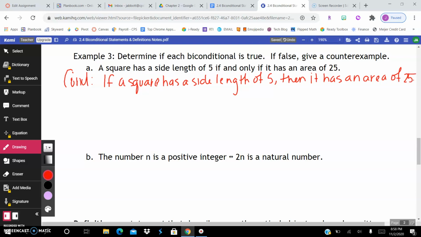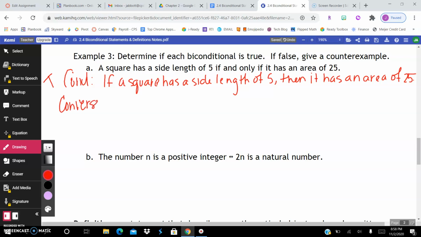So let's see if that's true. If a square has a side length of 5, then it has an area of 25. That would be true because the square has the same side lengths. So we would have to do 5 times 5 to get the area, which would be 25. So that is true. Then we have to write the converse.